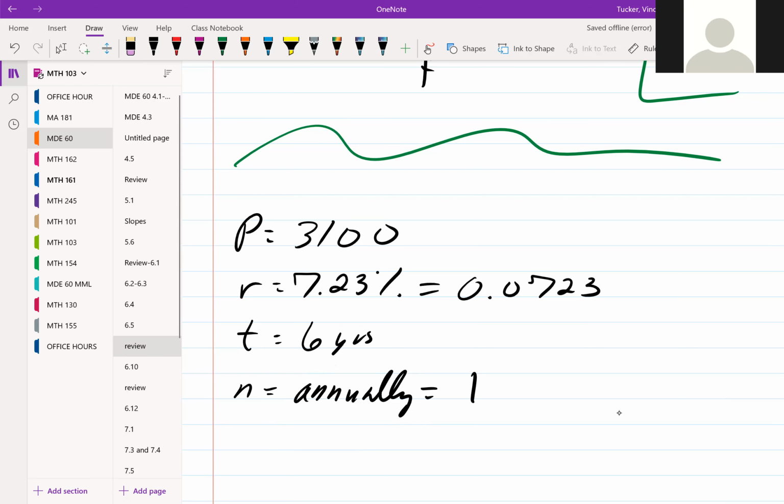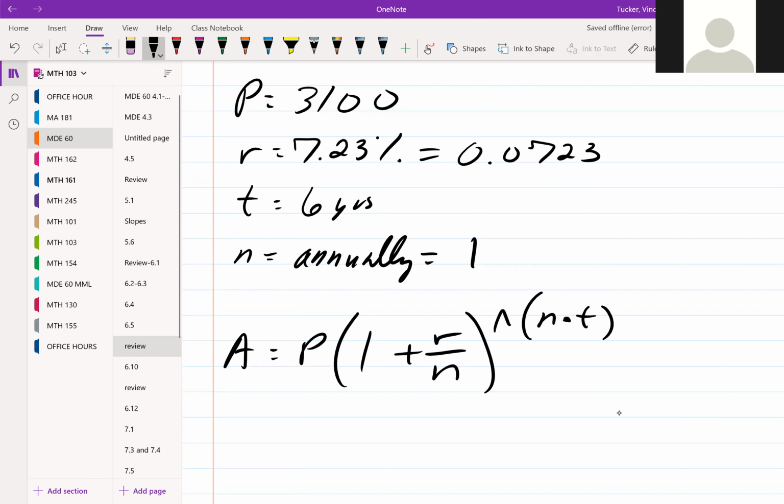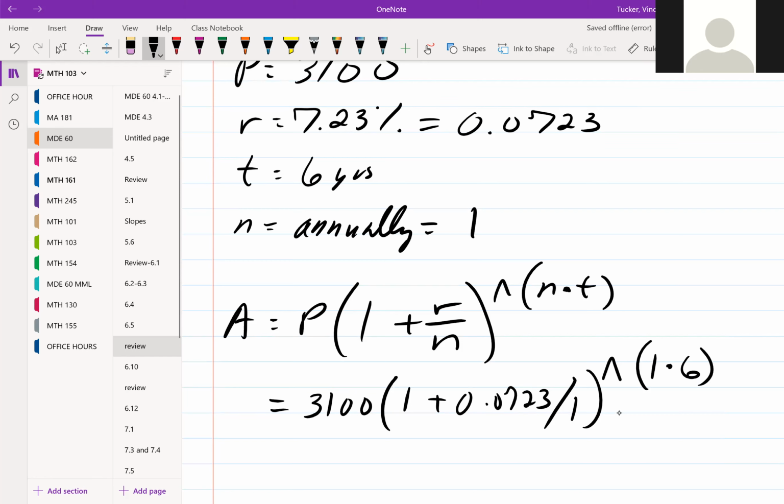All right, so now we're going to use the formula. That's going to be P times (1 plus r over n) raised to the n times t power. That's multiplication, n times t. Now, I know you got that TI, so you can put it in the calculator this way: 3100 times, parentheses, 1 plus 0.0723 divided by n, which is 1, close parentheses, raised to the power of 1 times 6. You can put it in the calculator just like that, and you will get your answer.